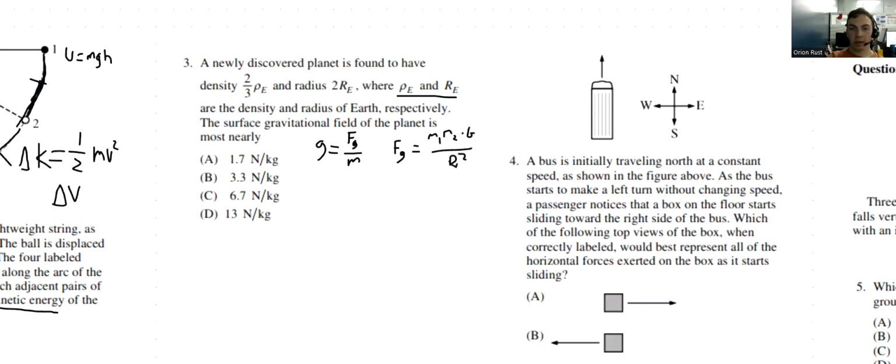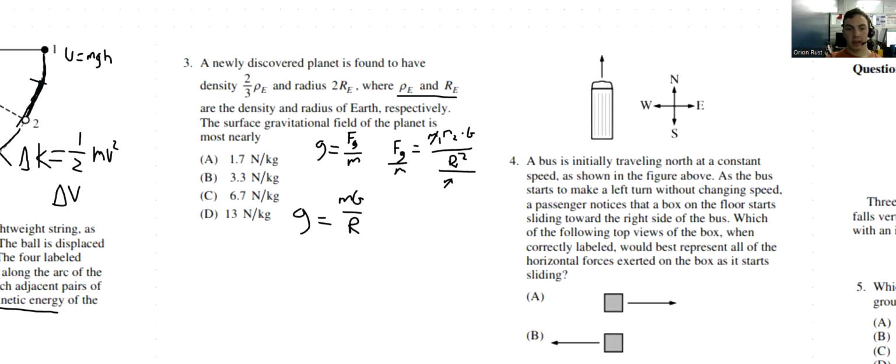So what we can end up doing is, because we want to solve for g, we can divide both sides by m and actually cancel out one of the m's. So from here, we get g equals m, and in this instance, it's just the mass of the Earth, over r squared.